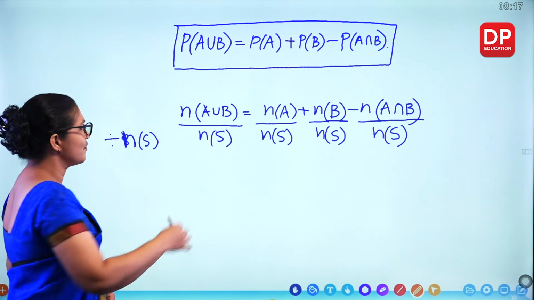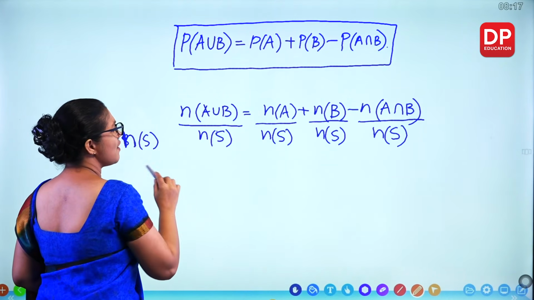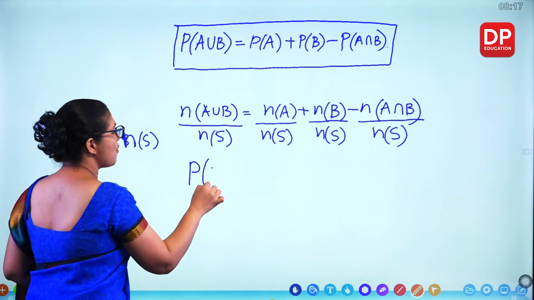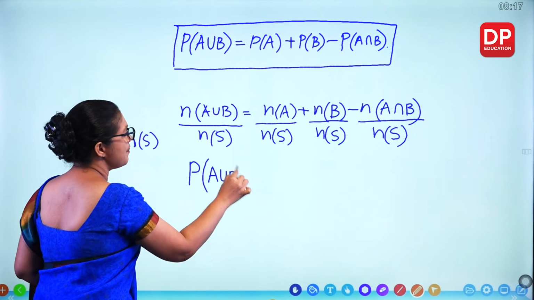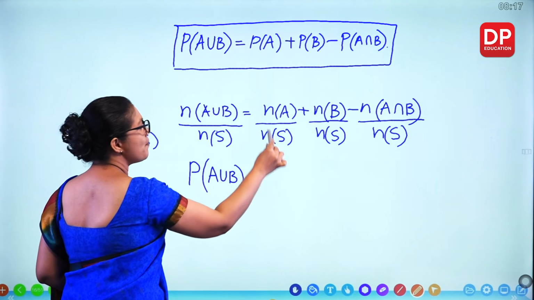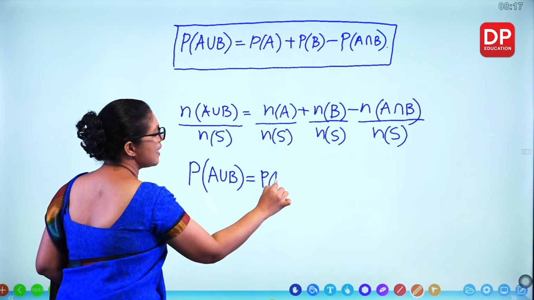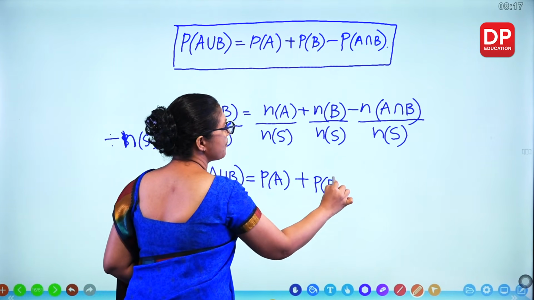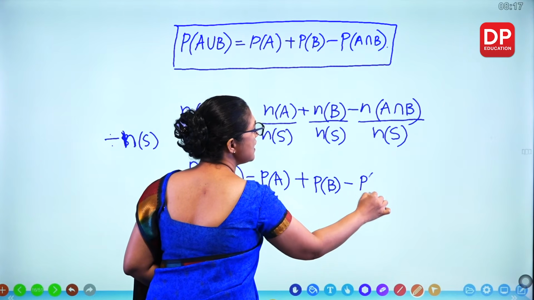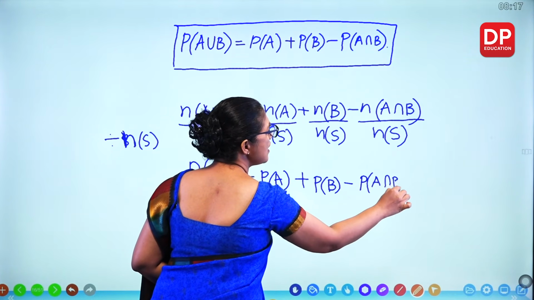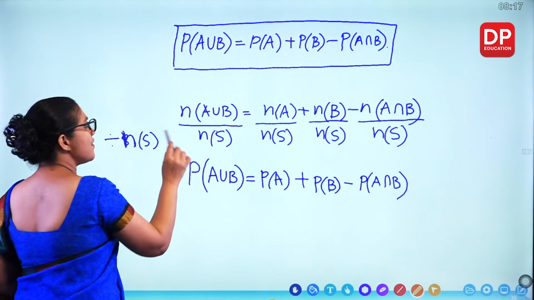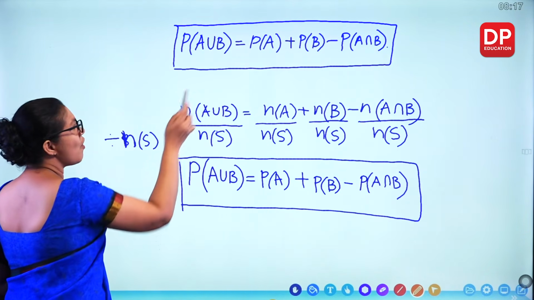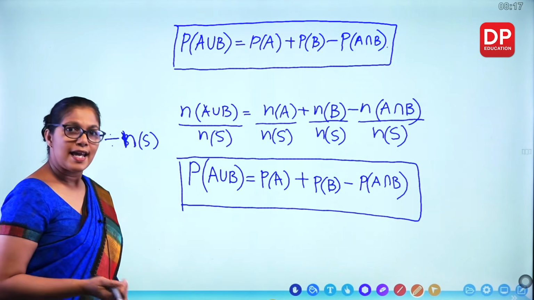What you get? What is this one divided by this? That's the probability. Definition of probability. Probability of A union B is equal to probability of getting A, plus probability of getting B, minus probability of getting A intersection B. So either from the set notation you can get this formula or from an example.